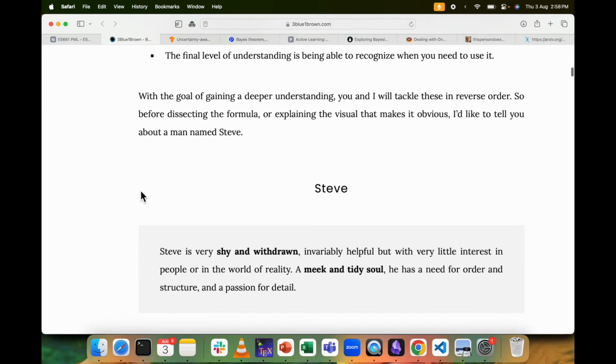We know that Steve is a shy and withdrawn person and helpful, but doesn't have much interest in the people or the world of reality, a meek and tidy soul, and has a need for order and structure and a passion for detail. What do you think? Is Steve a librarian or is Steve a farmer? We've seen librarians here and we've seen farmers or people in the horticulture department on the campus, right? Which of them would you attribute being closer to this?